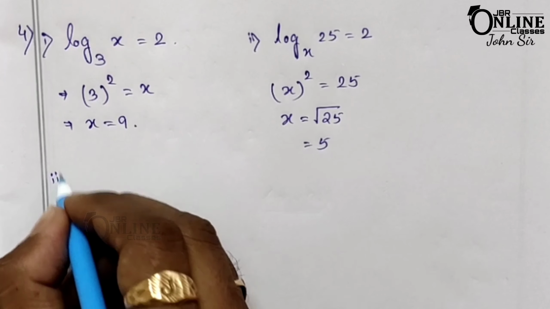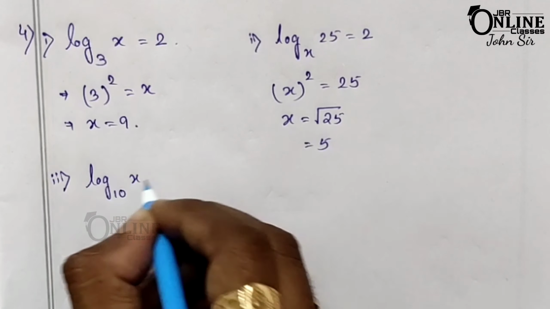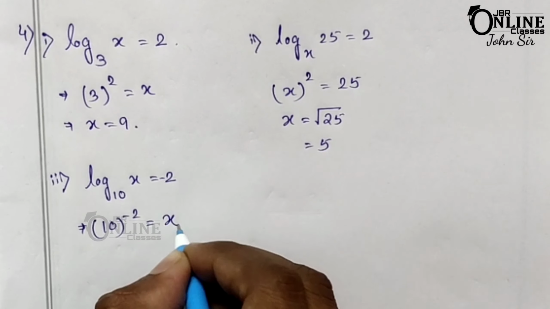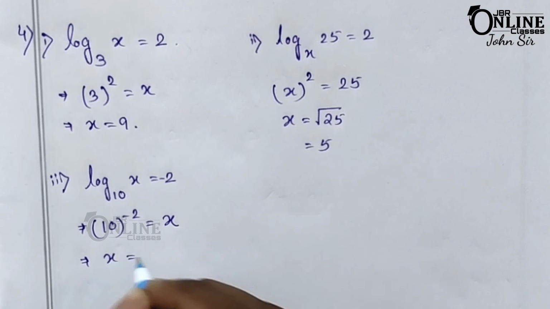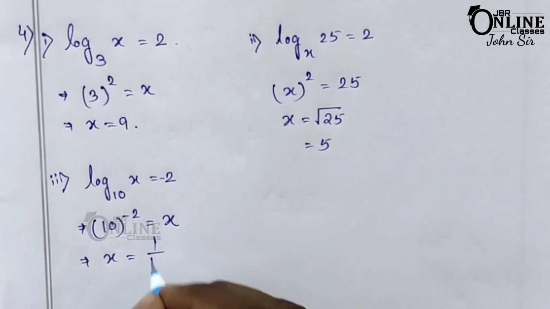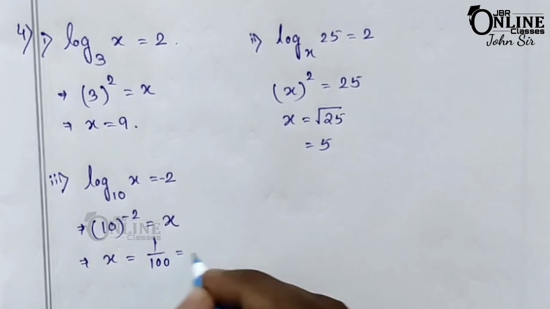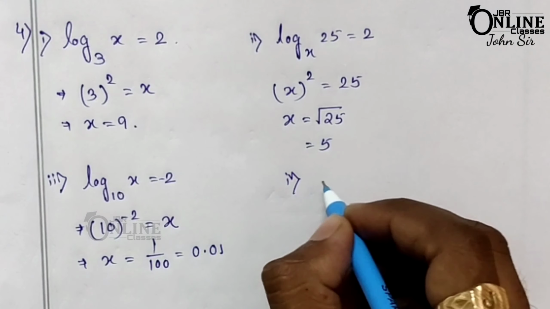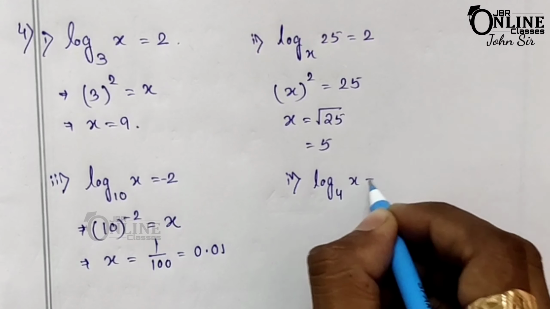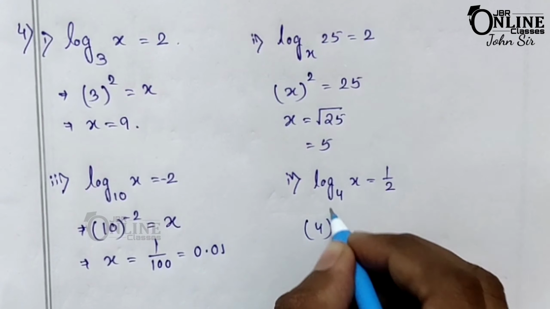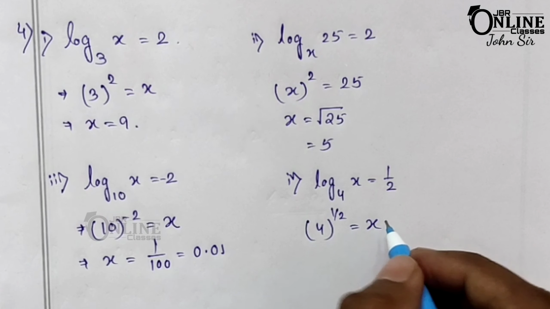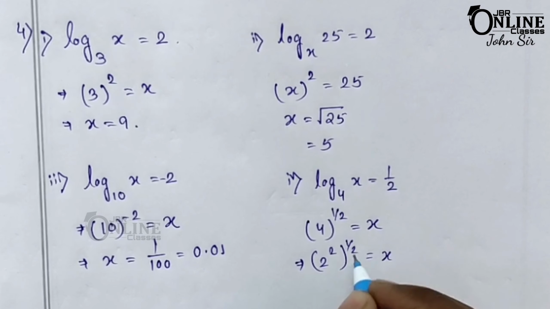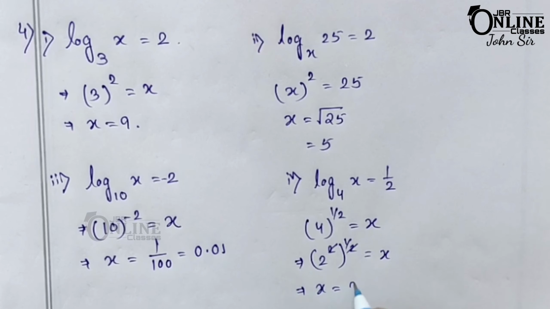Now the third one, log 10 x equal to minus 2. So that means here 10 to the power minus 2 equal to x. So from that x equal to 10 to the power minus 2 means 1 by 100. Okay, so 1 by 100 means also you can write 0.01. Now the fourth one, number 4, log 4 x that equal to half. So that means 4 to the power half equal to x. So here 4 means 2 square. So 2 square to the power half equal to x. 2 cancel out. So finally x equal to 2.